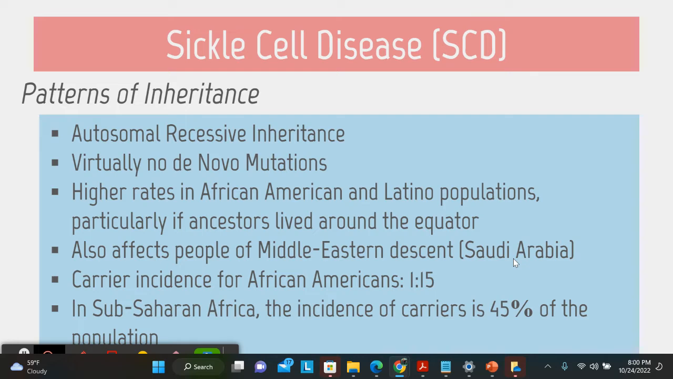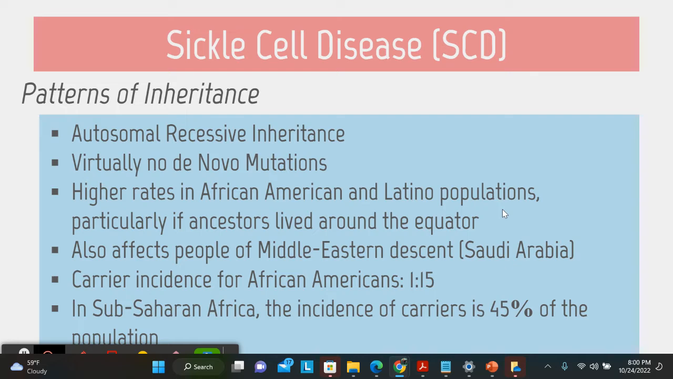That should be reviewed. Patterns of inheritance should also be familiar because we talked about them when we were doing our Punnett squares. It is autosomal recessive inheritance. It's considered a stable mutation in the population. It doesn't occur spontaneously very often, almost no de novo mutations. We have higher rates in African American and Latino populations, particularly if the ancestors lived around the equator. And I will get into the reason for that. There's sort of an adaptive mechanism with sickle cell trait. You might also remember that.